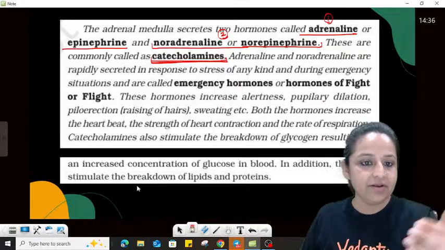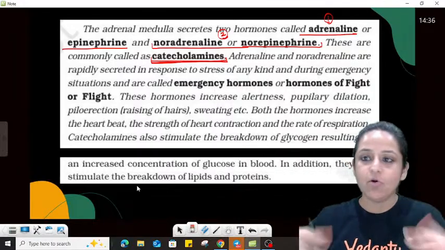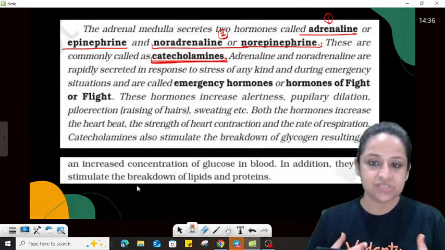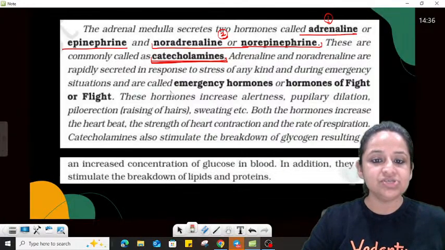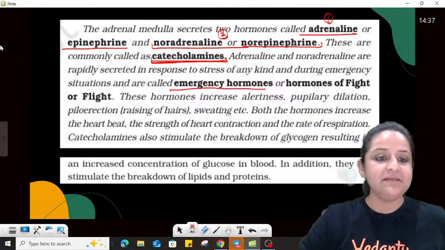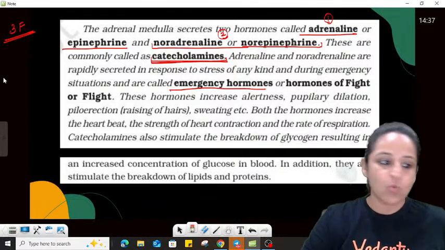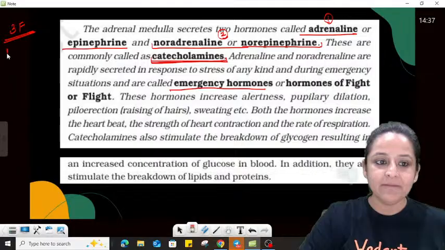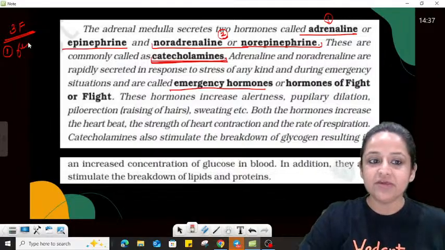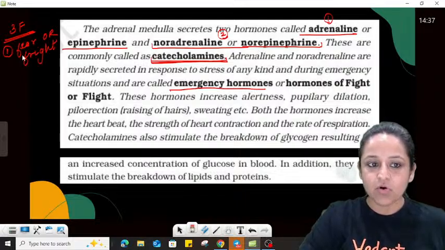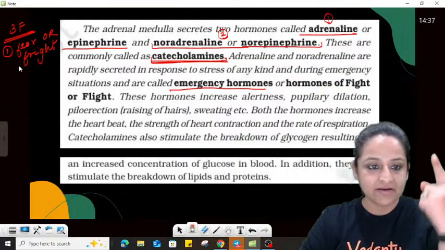Adrenaline and noradrenaline are secreted in the body whenever there is an emergency, so they are also called the emergency hormones. That means they are released during the 3F conditions of the body. What are the 3F conditions? Number one, whenever there is some fear, also called fright.